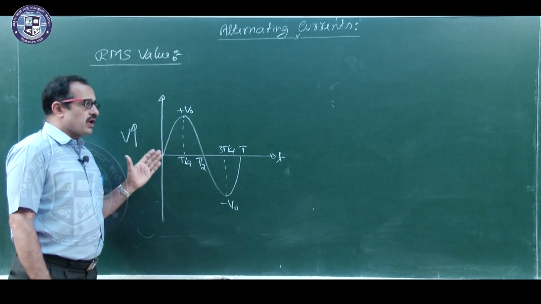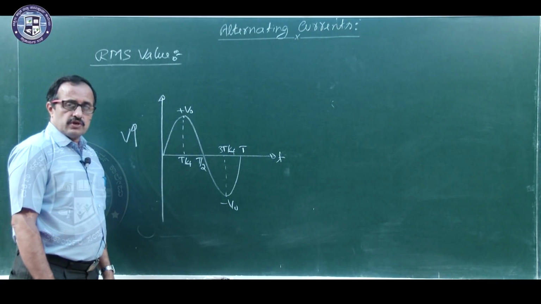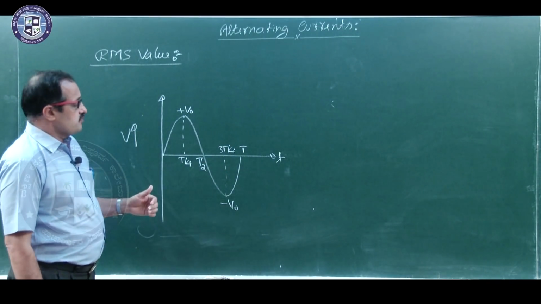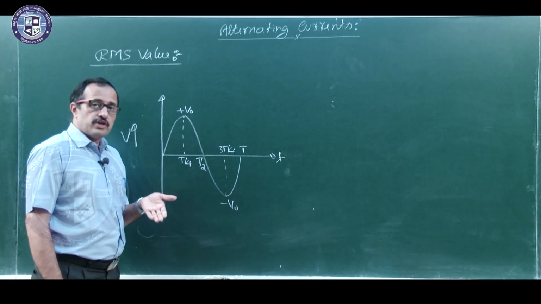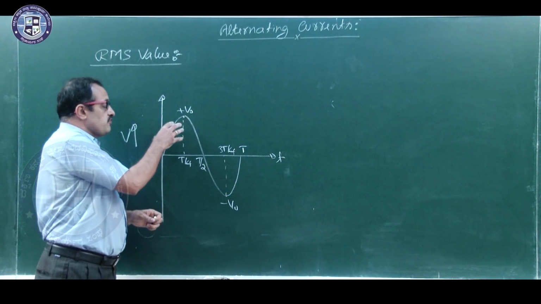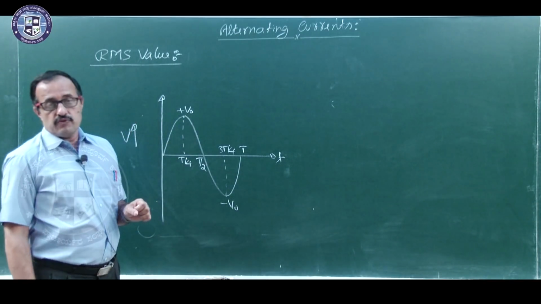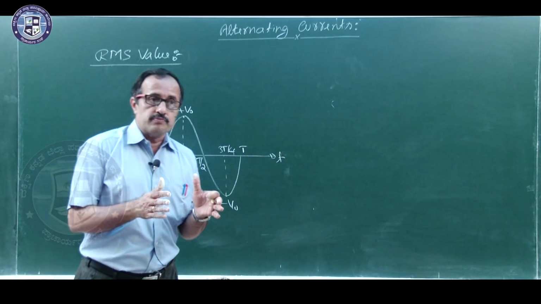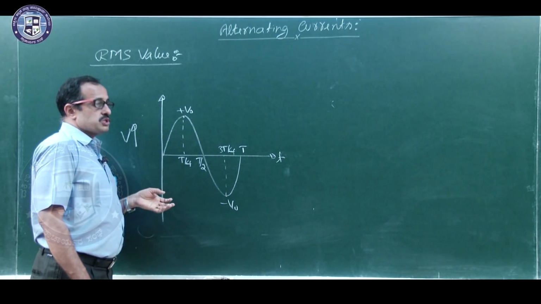Somehow I want to find out the average value over the complete cycle. But earlier I said, if you try to find the average value over the complete cycle, the answer is 0. The reason is, for every positive value here there is a corresponding negative value. When you add them, the answer becomes 0. So, how to overcome this problem?